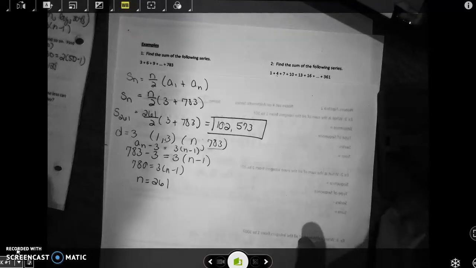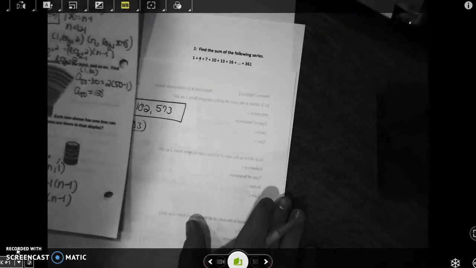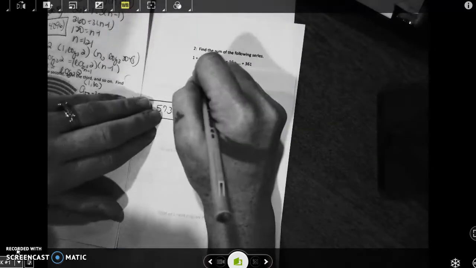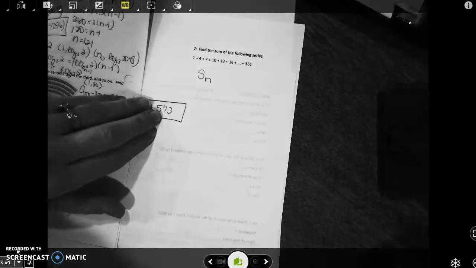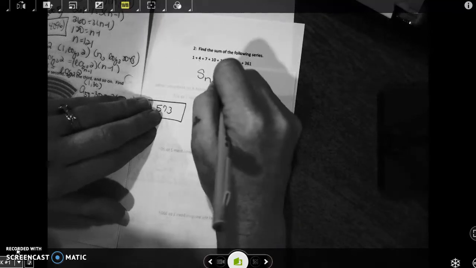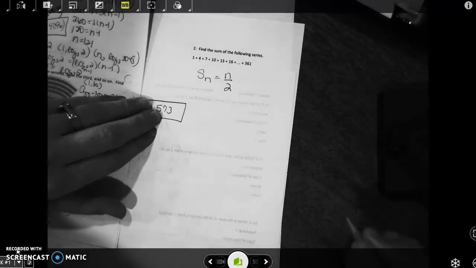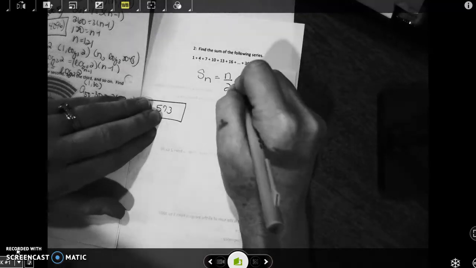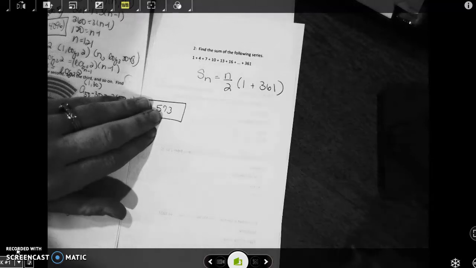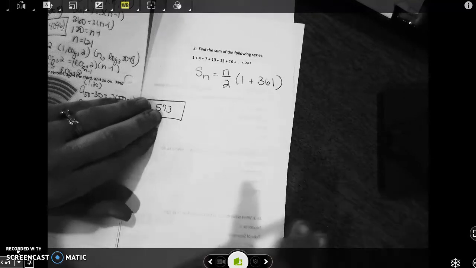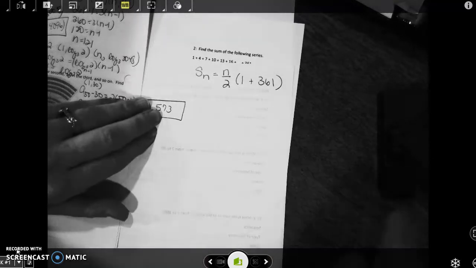Example number 2 is very similar. So again, let's write down what we know. I know I'm looking for S sub n. I don't know n yet. I'm going to find that, so I can't find how many pairs. I know the first term is 1 and the last term is 361. So I have to do a little work.